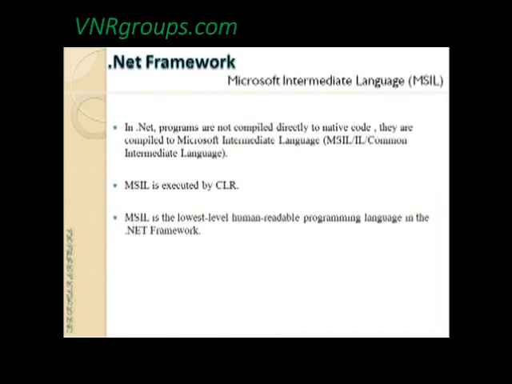Okay, good. MSIL, a couple more points about MSIL. The .NET programs are not compiled directly to native code. They are compiled to MSIL, and MSIL is executed by the CLR. MSIL is the lowest-level human-readable programming language in the .NET Framework. Again, remember, this is human readable. This gives me a good point to show you how MSIL looks. We will definitely see that, because we said it is a human-readable programming language. That's what I said: if you can write code in MSIL, then you don't need C#.